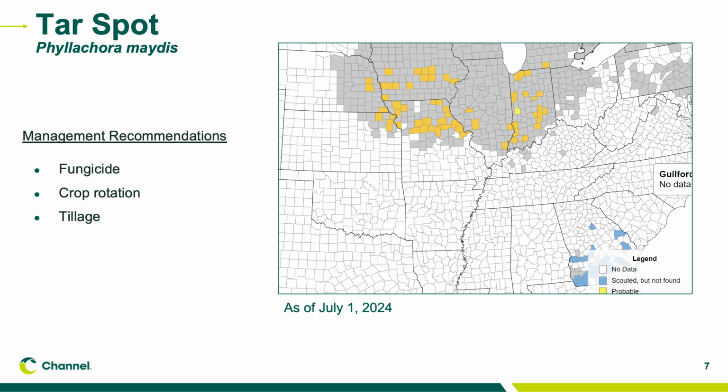The explosiveness of tar spot reminds me of southern rust, but the way that it overwinters in the soil is much like gray leaf spot. So definitely in-season fungicide application. The second out-of-season recommendation that we have is crop rotation.